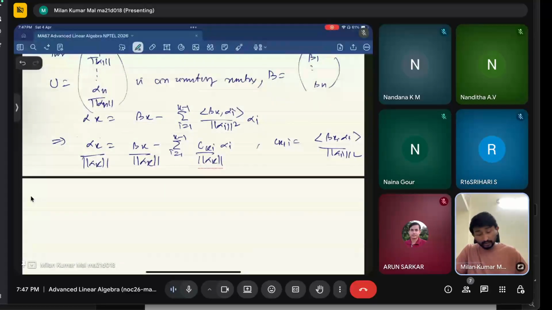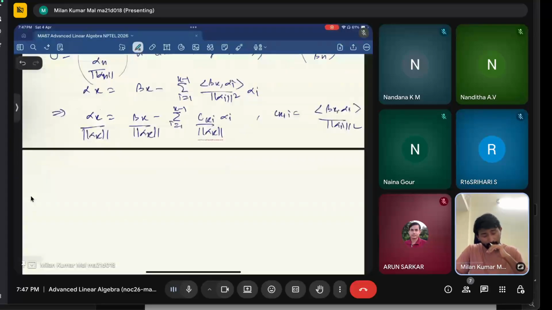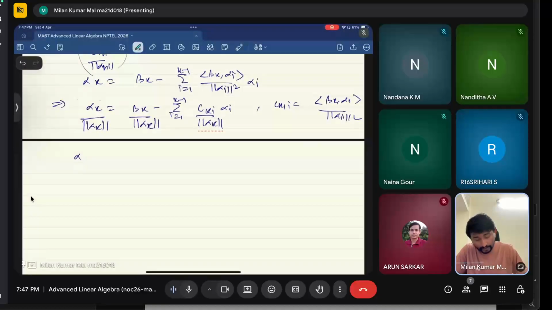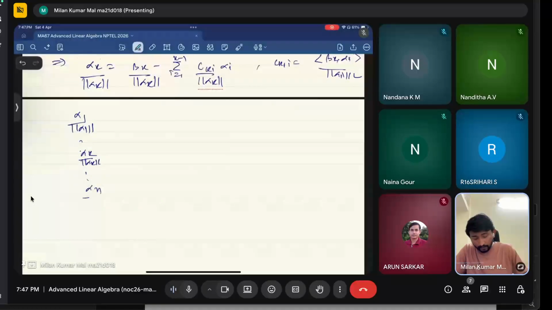Then we can write, this is my main point, this unitary matrix, whose rows are alpha 1 by norm of alpha 1, up to alpha k by norm of alpha k, all the way to alpha n by norm of alpha n, each of them a row vector, as a product with the matrix of rows beta 1 all the way to beta n.